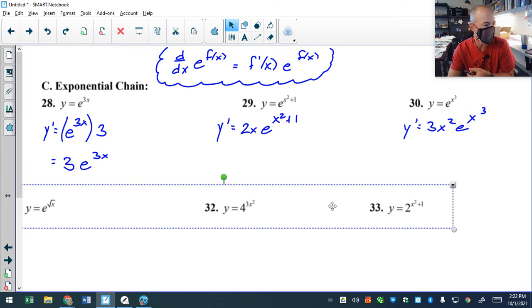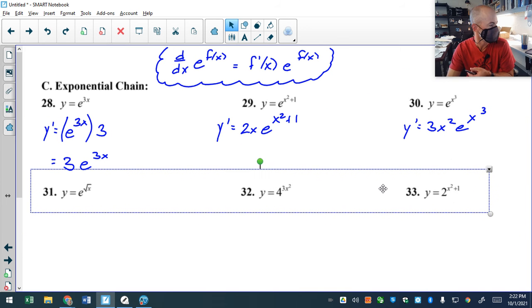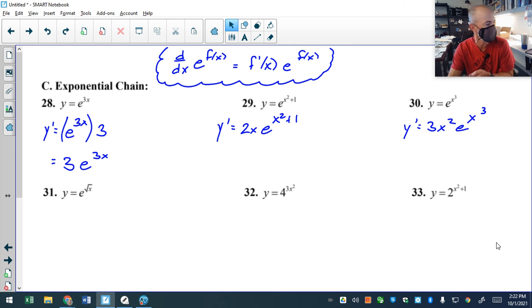Have a couple that are not base e, so that brings another little wrinkle to it. But the first one's not bad. What's the derivative of square root of x? 1 over 2 root x. And then you just copy the original.